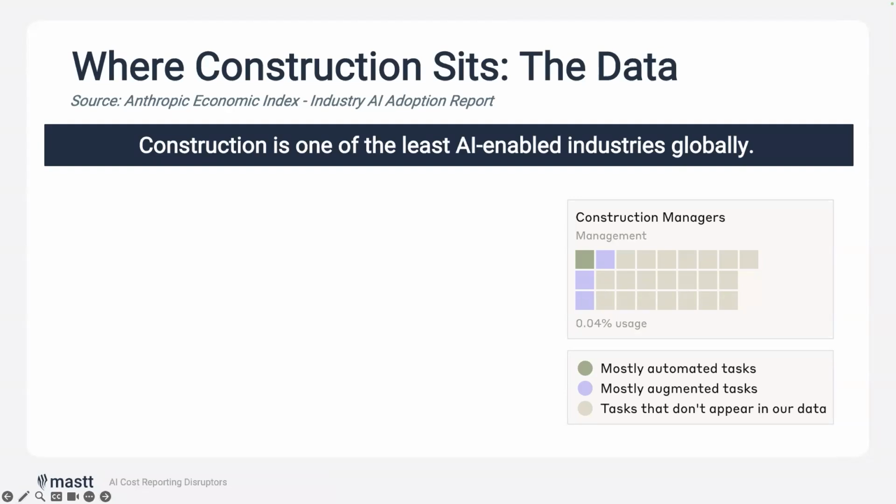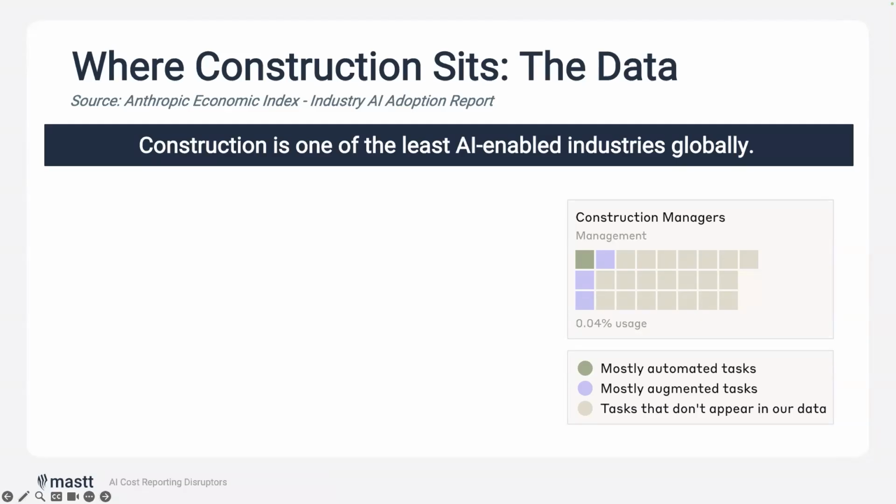So this is real data on how AI is actually being used by construction managers. Each square is a task, and the color shows how AI is involved. That olivey green color means AI is actually doing that task. Purple means it's assisting, and beige means it's not being used at all. Unless you're colorblind, what jumps out immediately is how much beige there is here. What this means is most of the work that construction managers and people in the industry are doing now isn't touched by AI in a meaningful way.